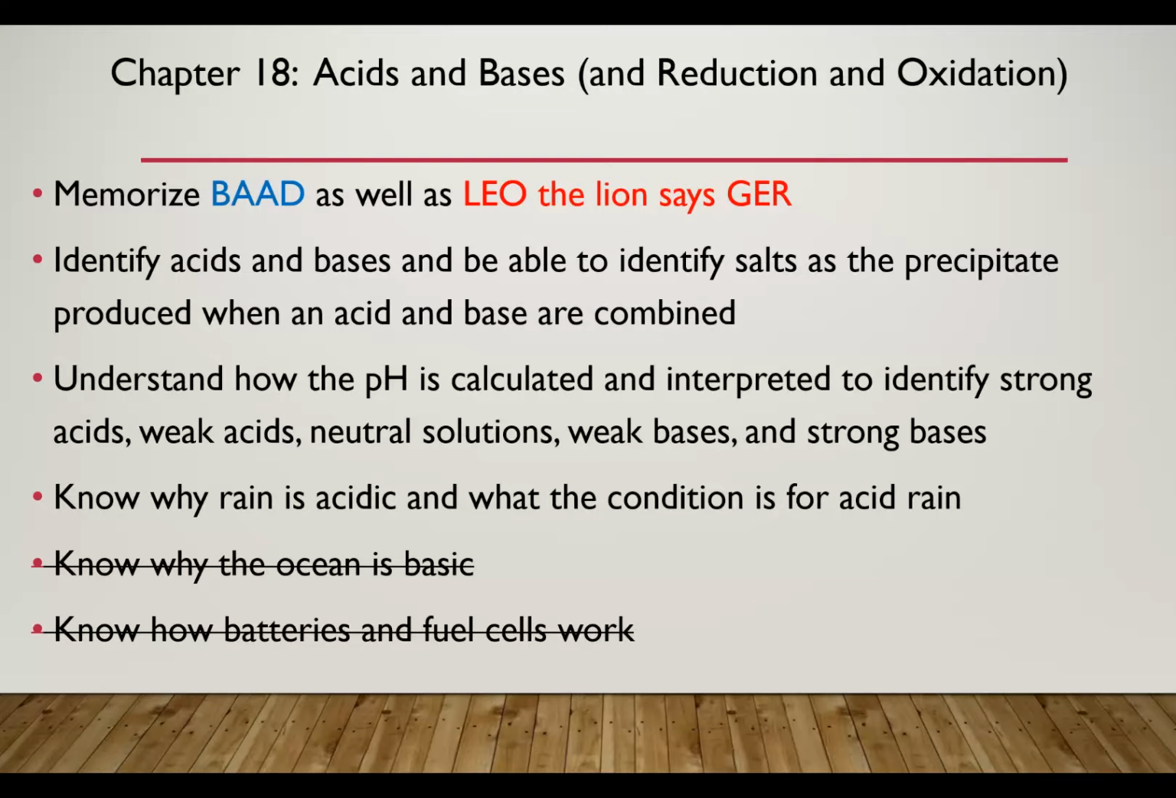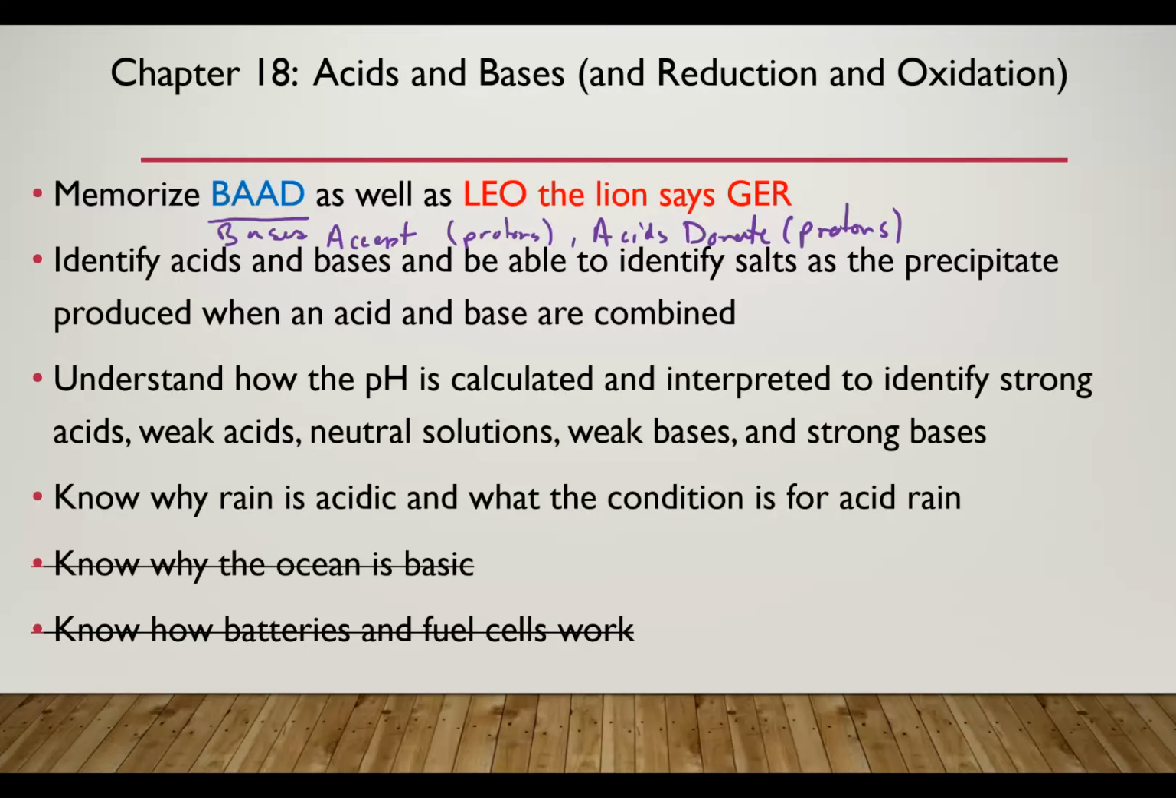Chapter 18, acids and bases. We had to memorize that acids donate protons. So an acid is something that's going to give up a proton. That's a hydrogen ion. It's a proton because a hydrogen atom has an electron, a hydrogen ion doesn't.